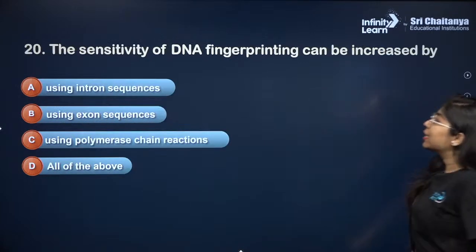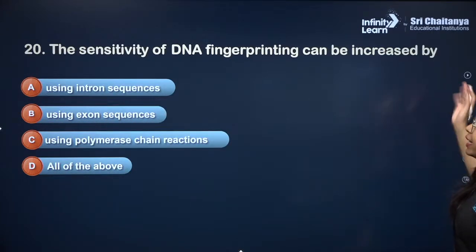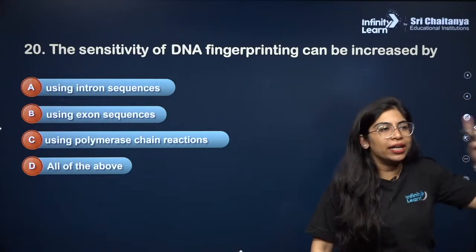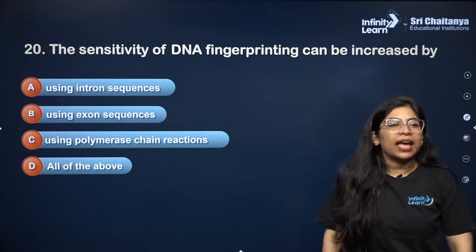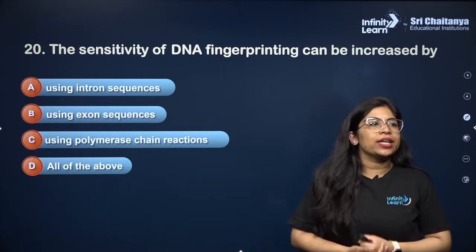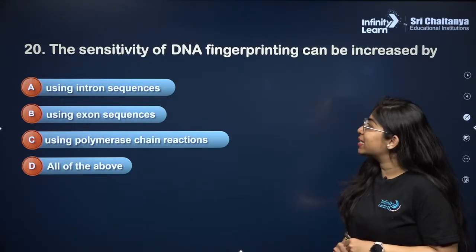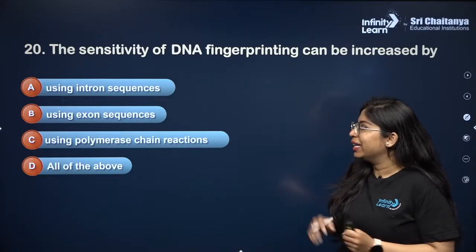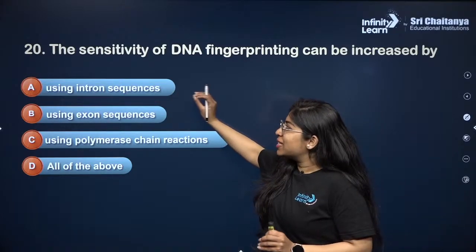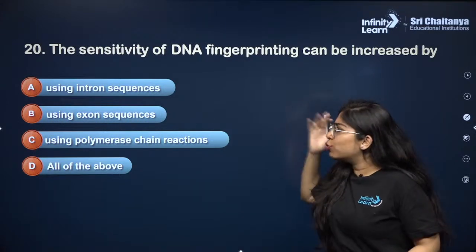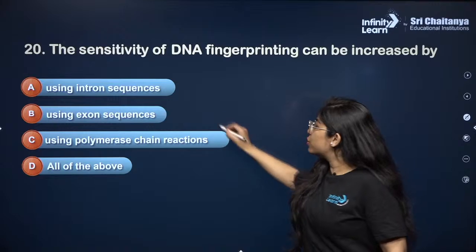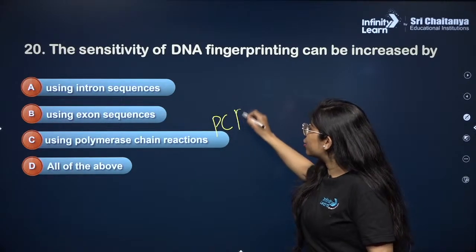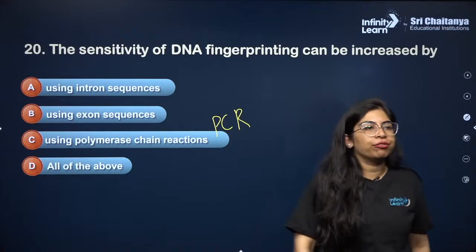Very good, everyone. The sensitivity of DNA fingerprinting can be increased by, I'm doing DNA fingerprinting, how can I increase its sensitivity? Everyone, be a little faster, we can do it. Do I need to sequence the introns also? Use your minds. Using exon sequences, using PCR reaction, or all of the above? What do you think?